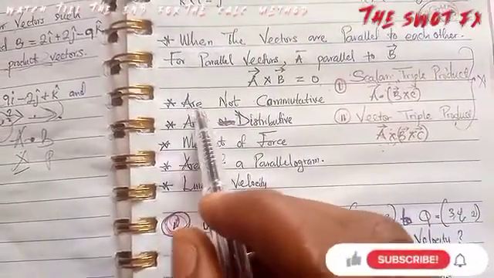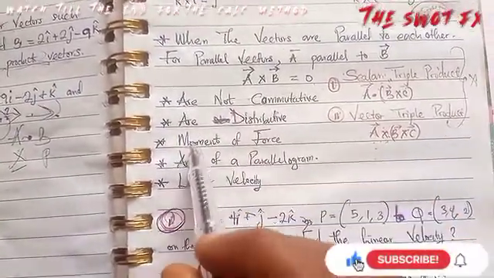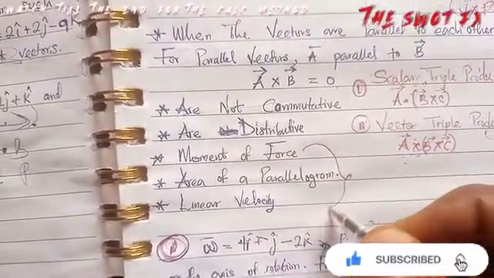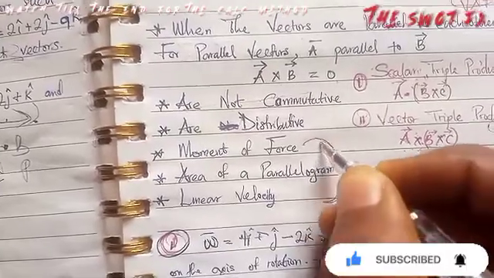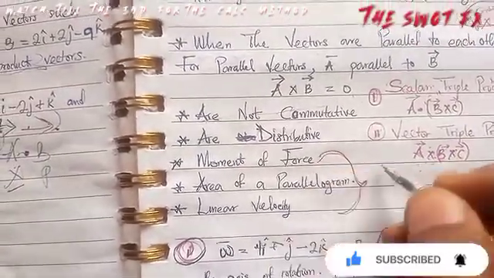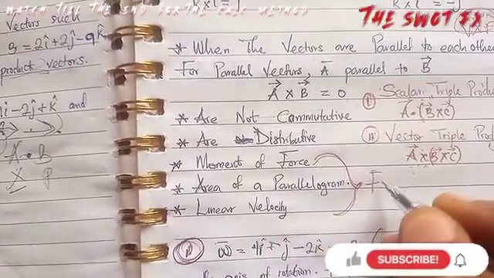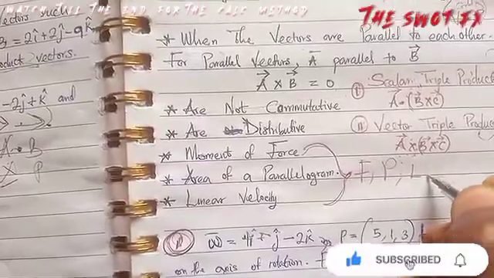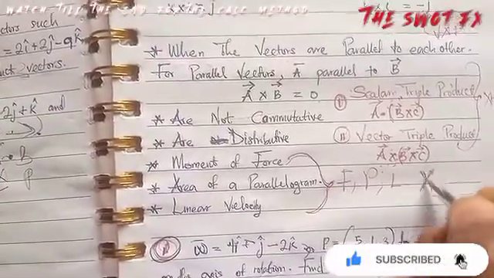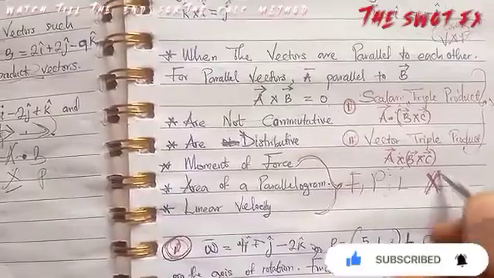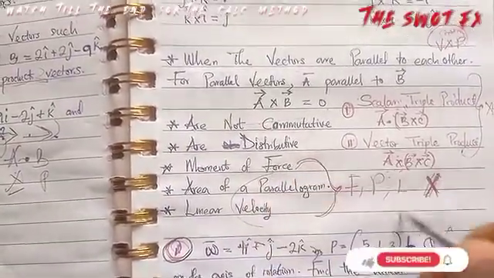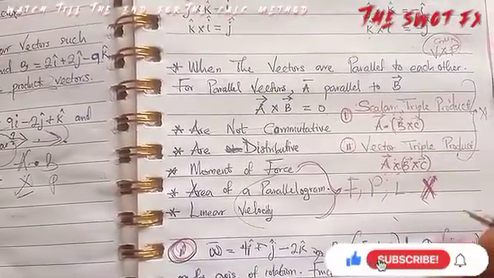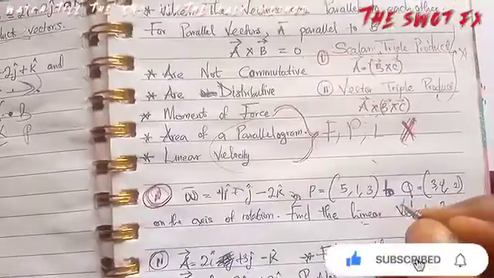Now these are just the features or properties. When we want to solve for vector cross products, these are the important things we need to note. We use vector cross product to solve for force, we use it to solve for parallelogram, and we also use it to solve for linear velocity. All this has to do with cross multiplication, the multiplication of two vectors together. So that's what you should take note of.